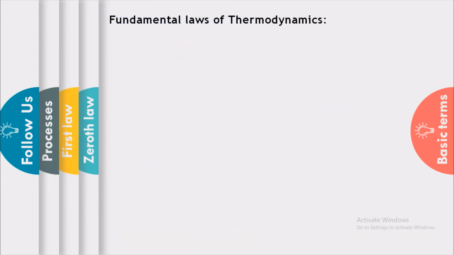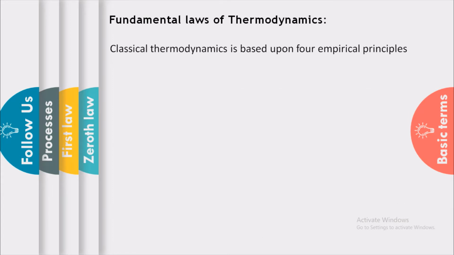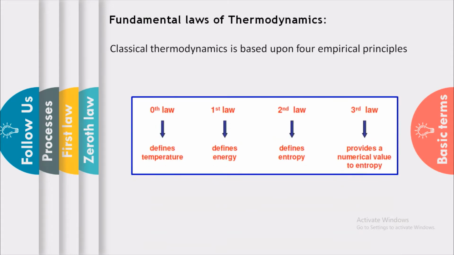Now come to the main point, the fundamental laws of thermodynamics. Classical thermodynamics is based upon four empirical principles called the Zeroth law, first law, second law and third law of thermodynamics. These laws define thermodynamic properties which are of great importance in understanding thermodynamics. Let us see this diagram.